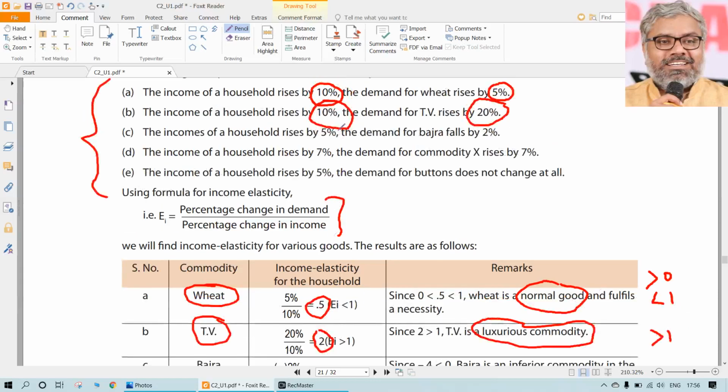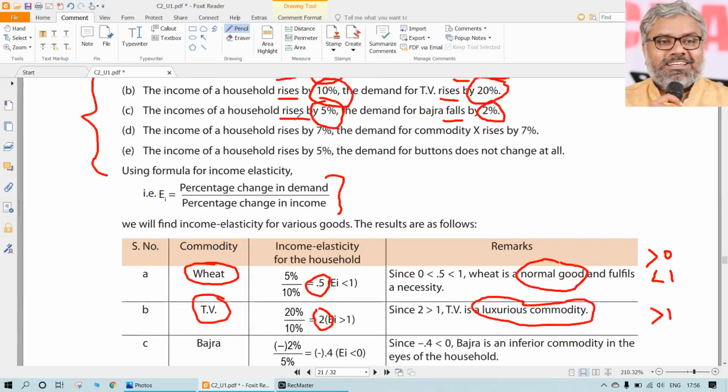Then the third case: income of a household increases by 5%. And look at this, demand for Bajra falls by 2%. Falls. Here you have to look at the direction also. This rises, this falls. Earlier both were rising, no problem. But how much it was rising was different. Now the direction itself is opposite. Income increases by 5%, Bajra demand falls by 2%. So the opposite direction is happening.